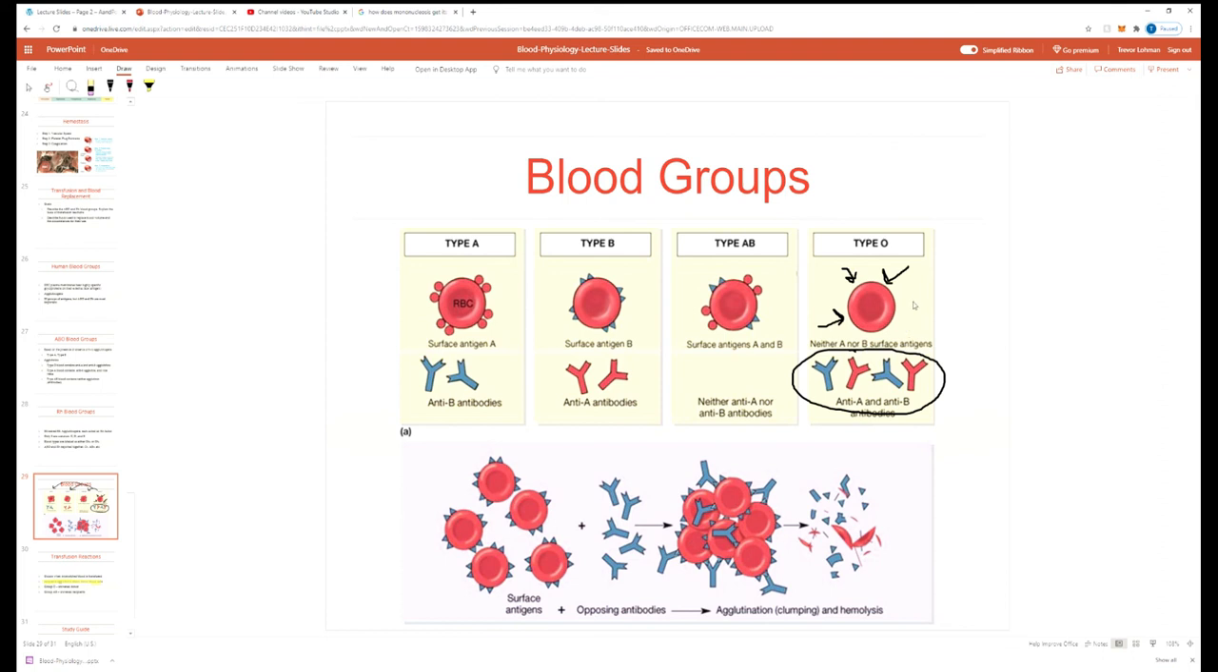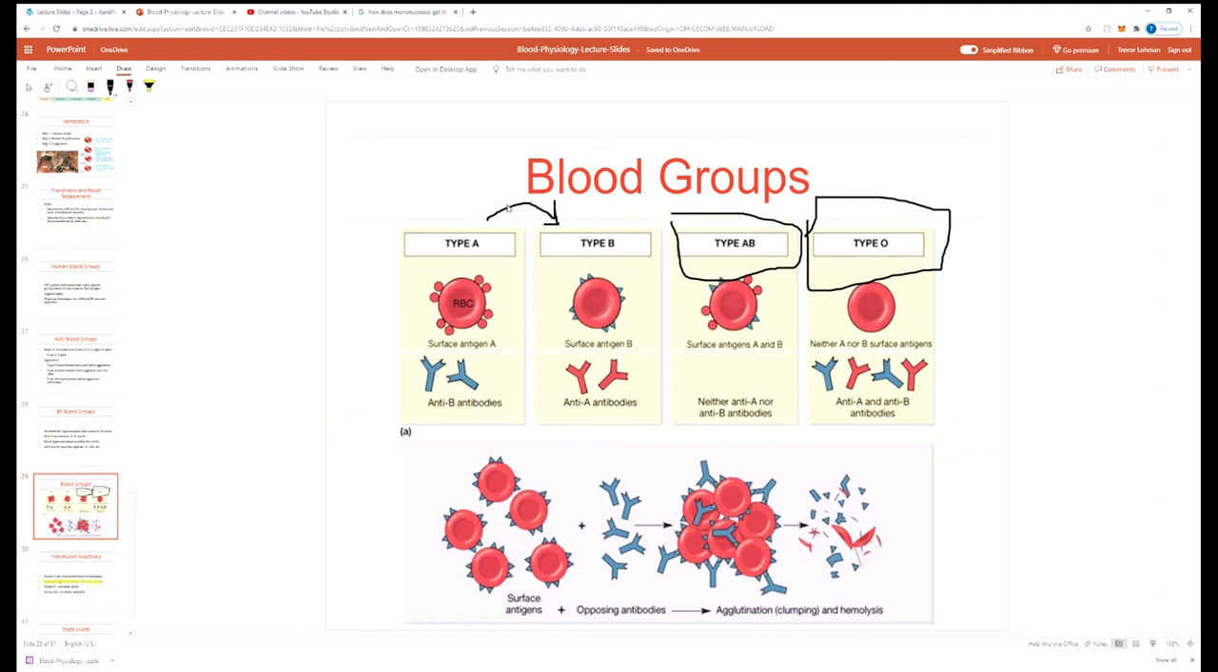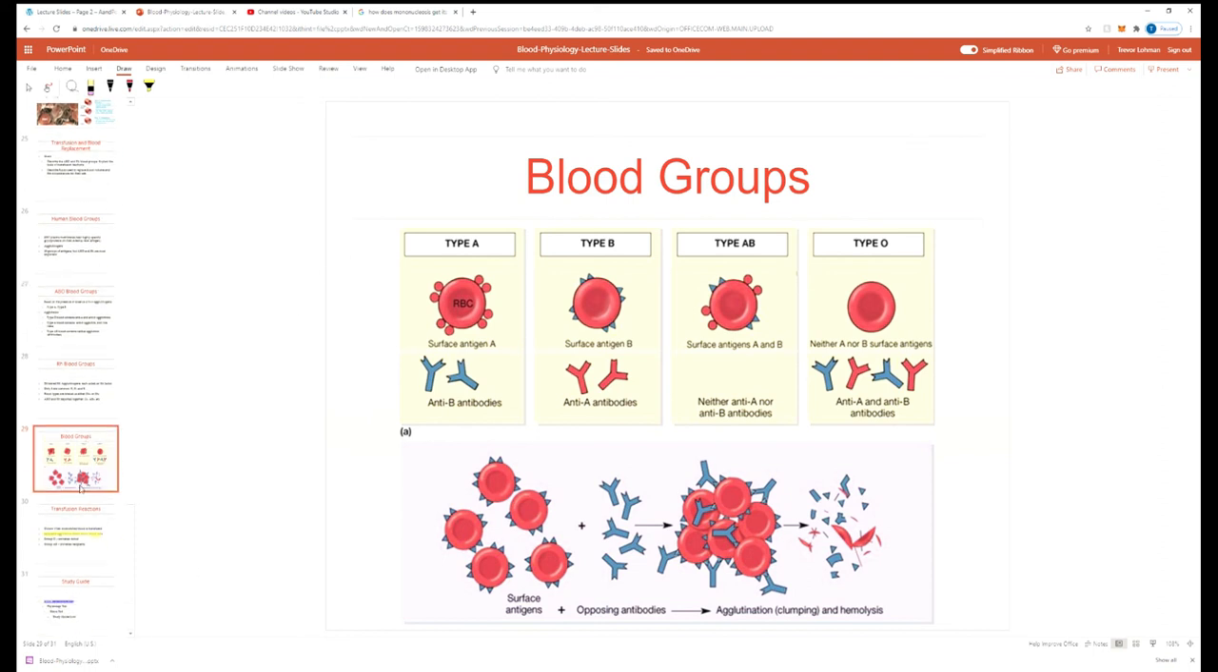Hopefully you're not super confused. If you can't get it conceptually, this might be one of those times where you just memorize. AB is the universal recipient, so that's easy. O is the universal donor. You can't give A to B, you can't give B to A, right? So from there it's pretty easy. You can probably get most of the questions, if not all of them. But it is always nice to understand it conceptually. So I hope I got you there.